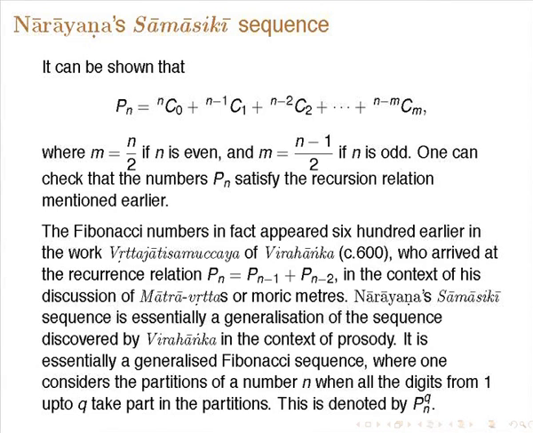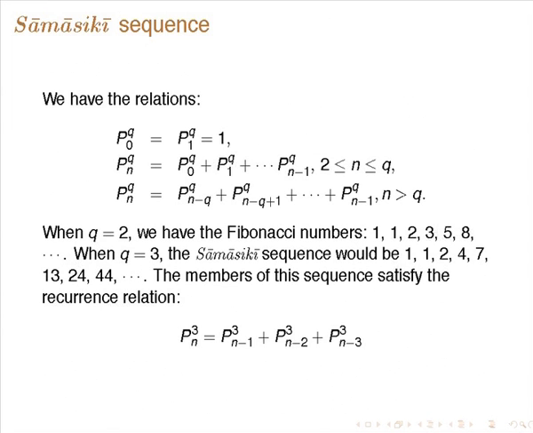Narayana Samasiki sequence is essentially a generalization of the sequence discovered by Virahanka in the context of prosody. It is essentially a generalized Fibonacci sequence where one considers the partition of a number when all the digits from 1 to q take part in the partitions. So this is denoted by p n q, n subscript and q superscript. Then one can show that we have these relations: p 0 q is equal to p 1 q is equal to 1, and then p n q is equal to this sum, where q terms are there in the sum.